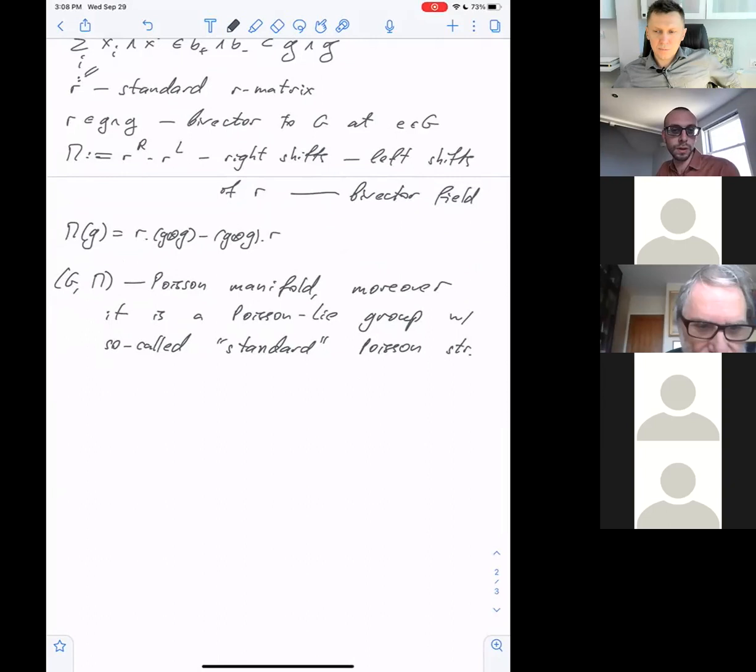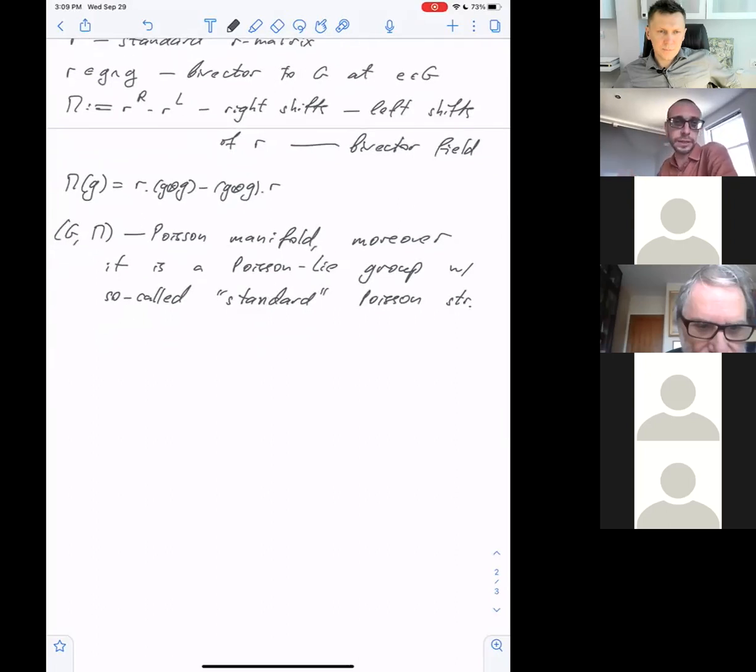Now, if we have a Poisson manifold, we can ask what the symplectic leaves of the Poisson manifold are, and I'm doing that just because the Toda system effectively lives on symplectic leaves, or almost on the symplectic leaves of this Poisson Lie group. So to describe symplectic leaves, we need a little bit more.